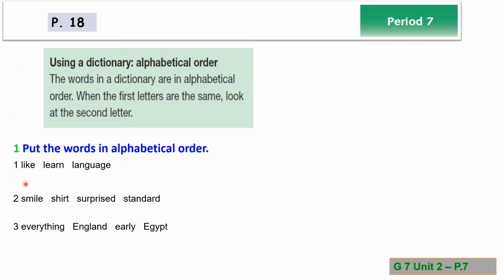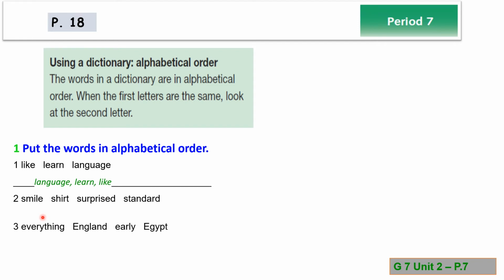Look at these letters. Number 1. Like, learn, and language. Look here. These three words begin with L. But the second letter here is A for language, the second letter is E for learn, and the second letter here in like is I. So what do you think? Which word should be at the beginning? Of course, language. Why? Because A is before E. The second one is learn. Why does learn come before like? Because the letter E in the dictionary comes before I. Let's check the answers. Language, learn, like.